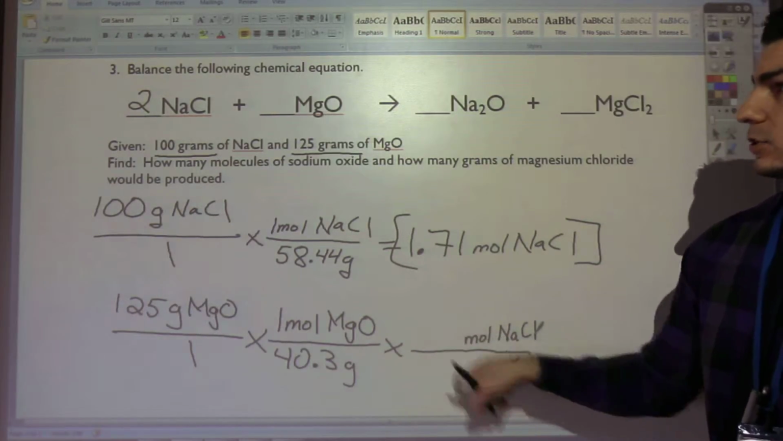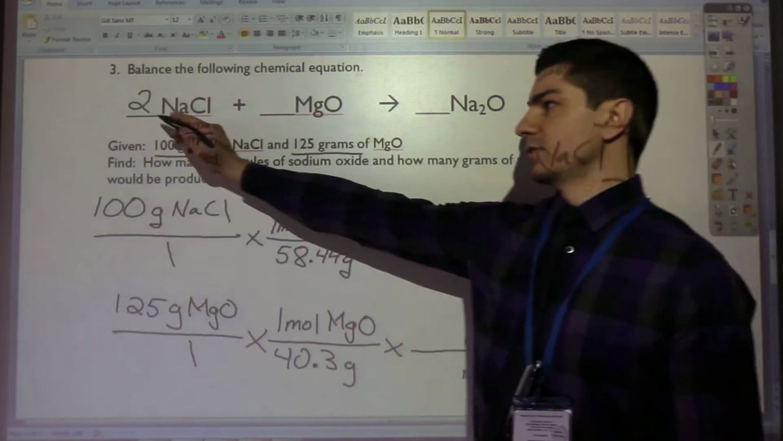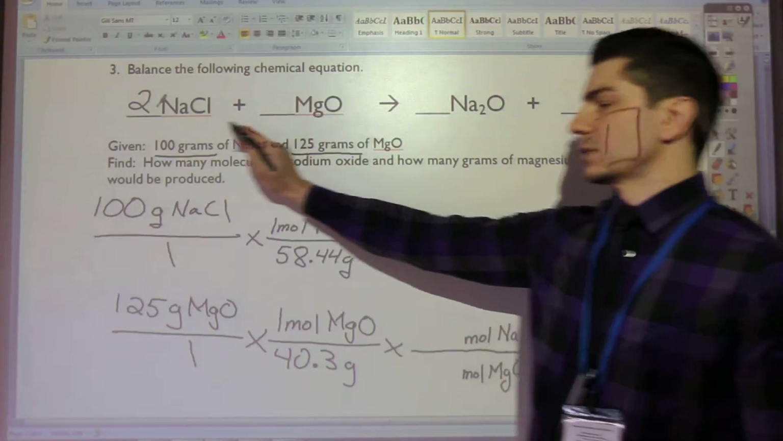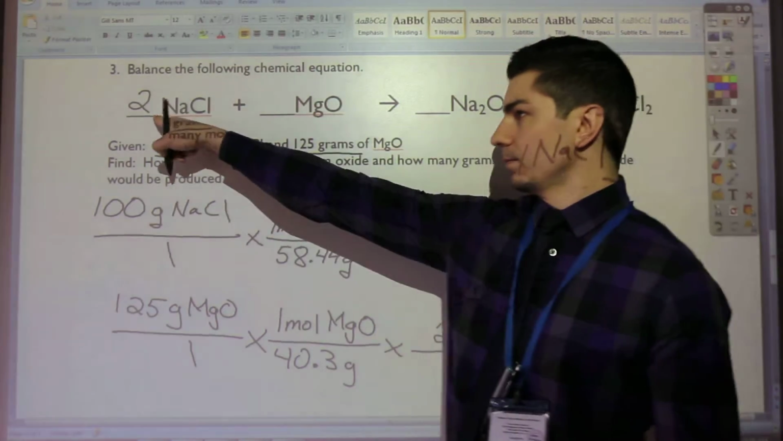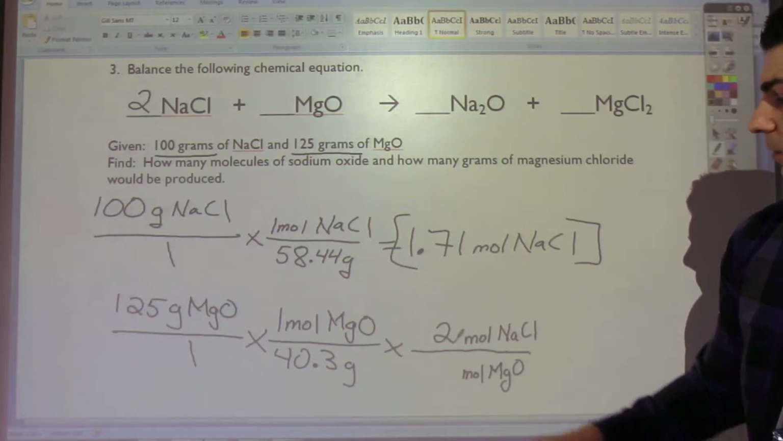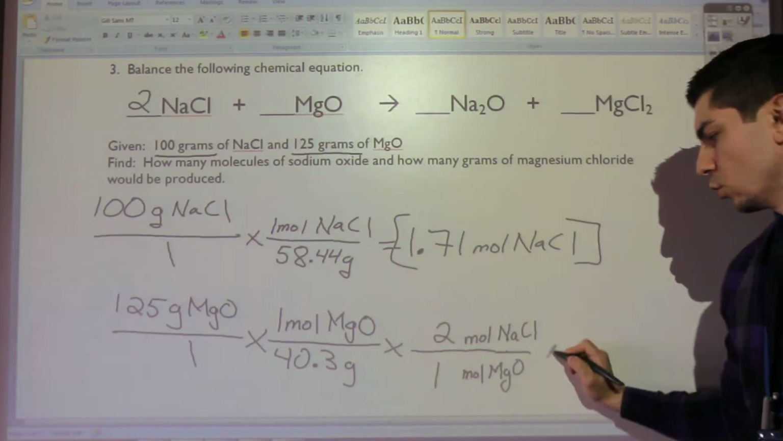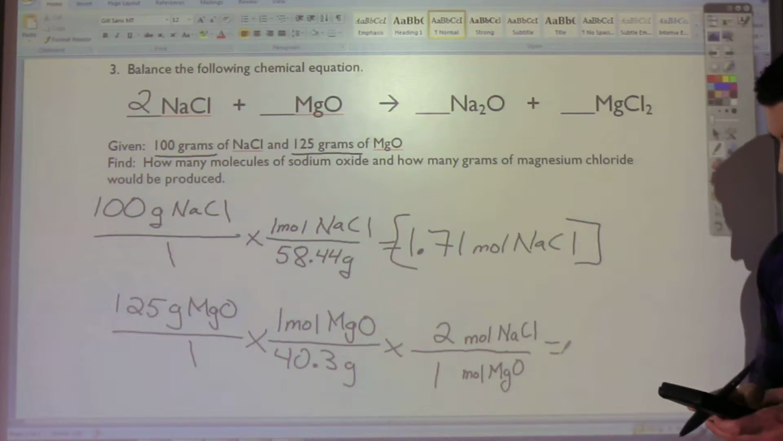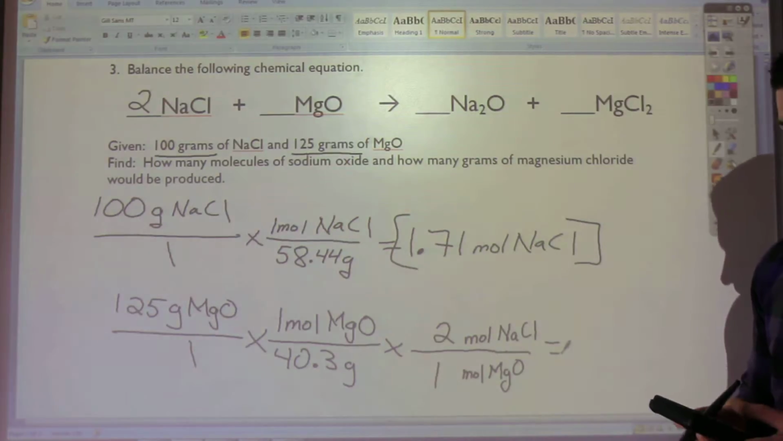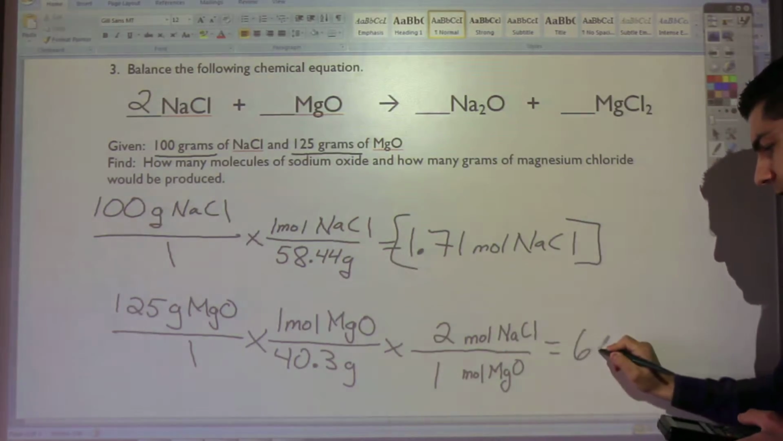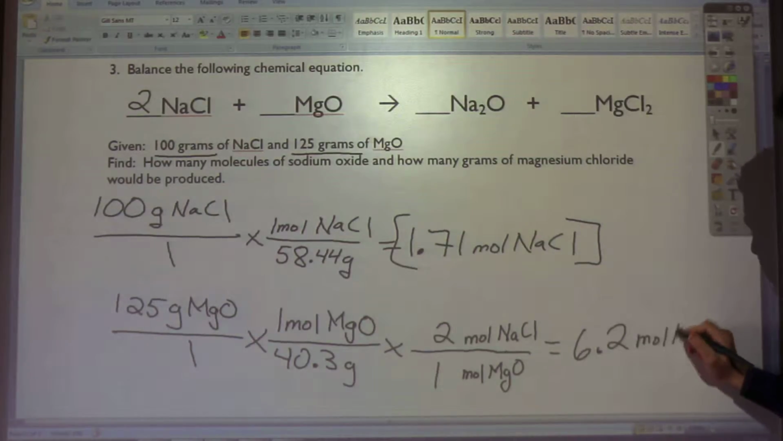Now, we got to put our numbers in up here and down here. And where we get those from, as we've done, we get them from our balanced chemical equation. So for NaCl, there is a 2 in front of it. So we bring that down there. For MgO, there's nothing in front of it, so we know that to be a 1. So for this, we are going to do 125 times 2, and then divide that number by 40.3, and we get roughly 6.2 moles of NaCl.